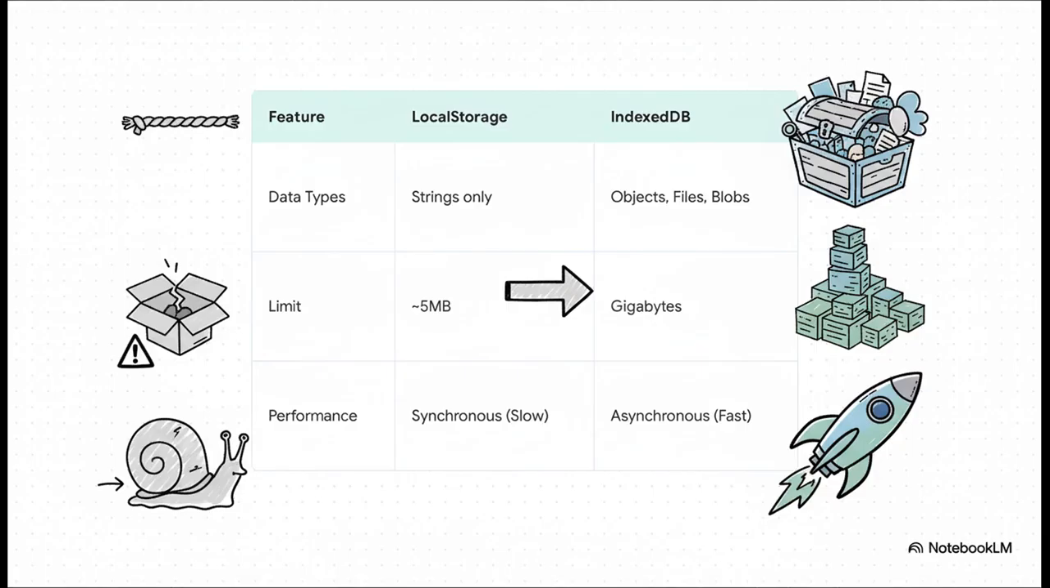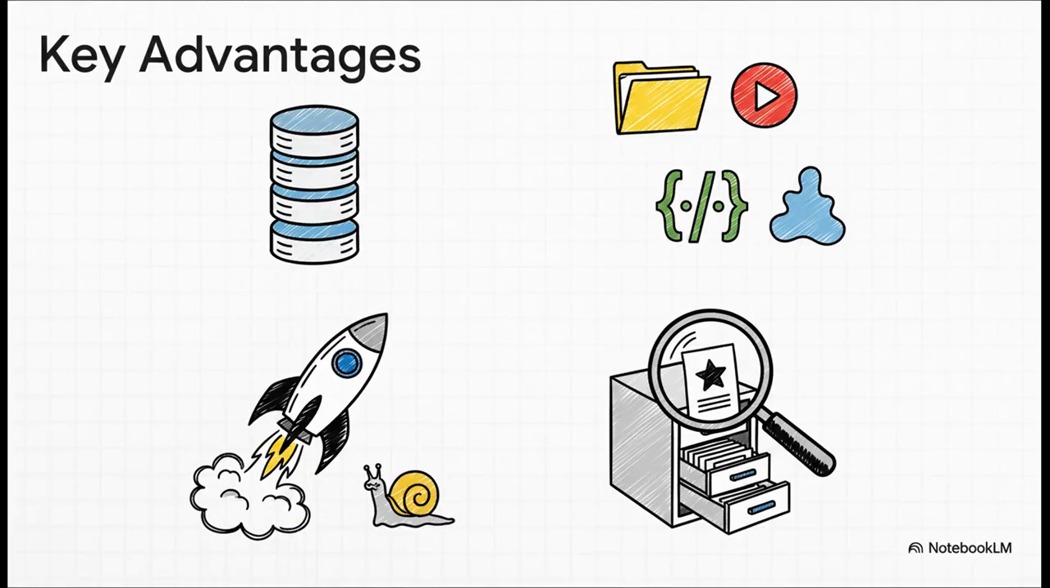Local storage, just strings. IndexedDB, it can handle complex objects, entire files, you name it. The limit? 5 megabytes for local storage versus potentially gigabytes for IndexedDB. And performance? One is slow and freezes your app. The other is fast and asynchronous, keeping your UI feeling buttery smooth. It's night and day.